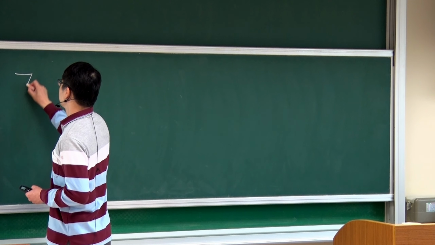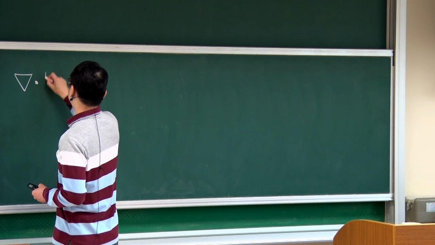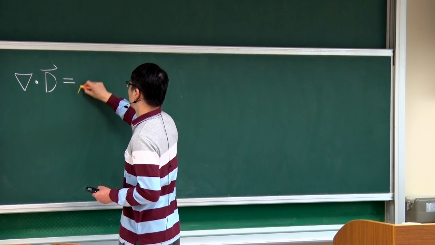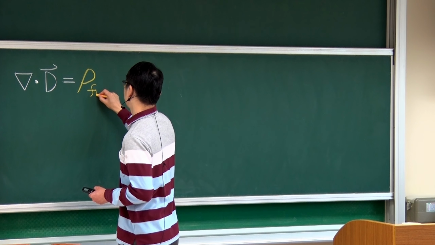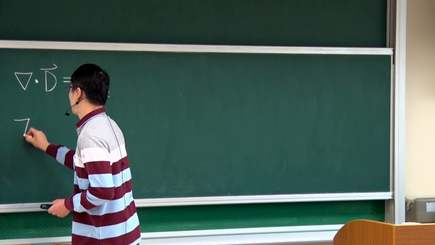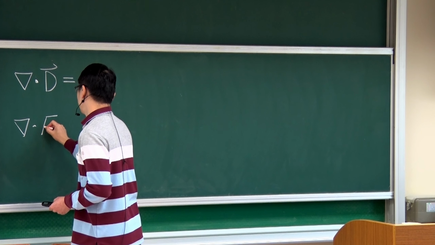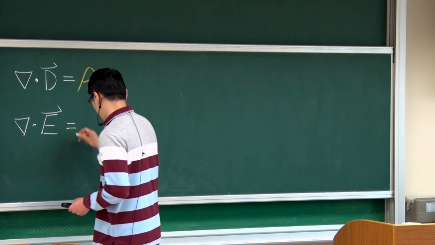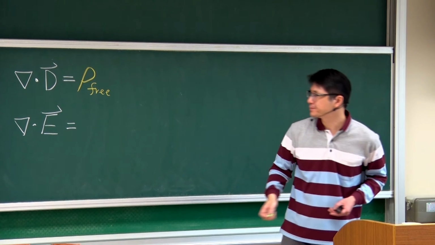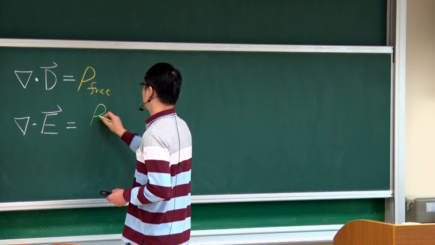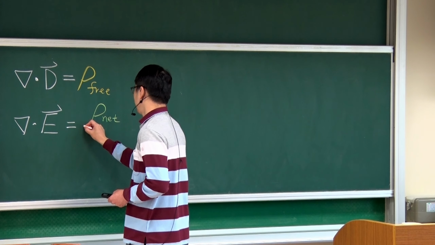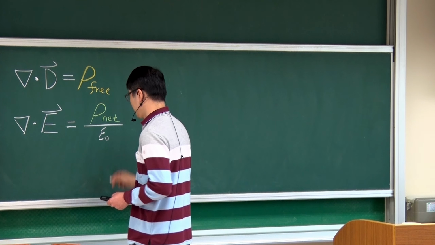So divergence of D is equal to rho free. On the other hand, divergence of E is equal to, use another color, rho net divided by the constant.